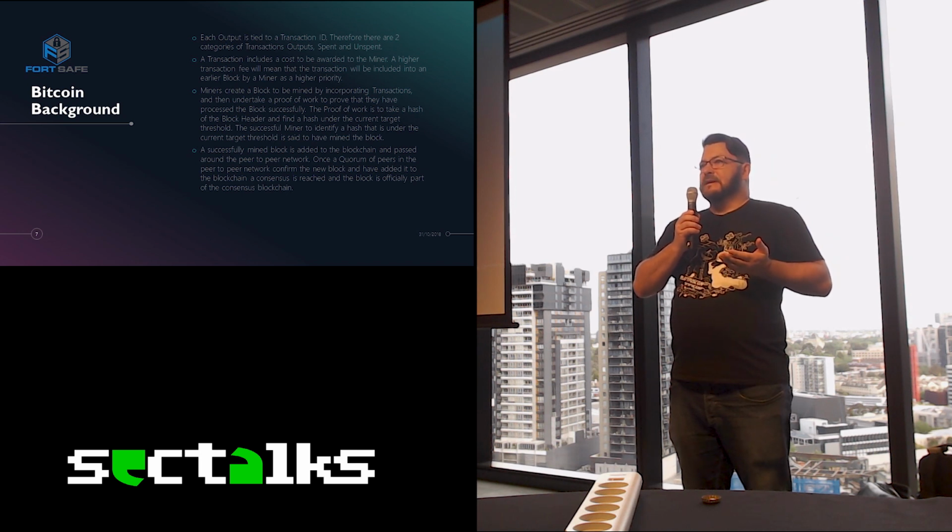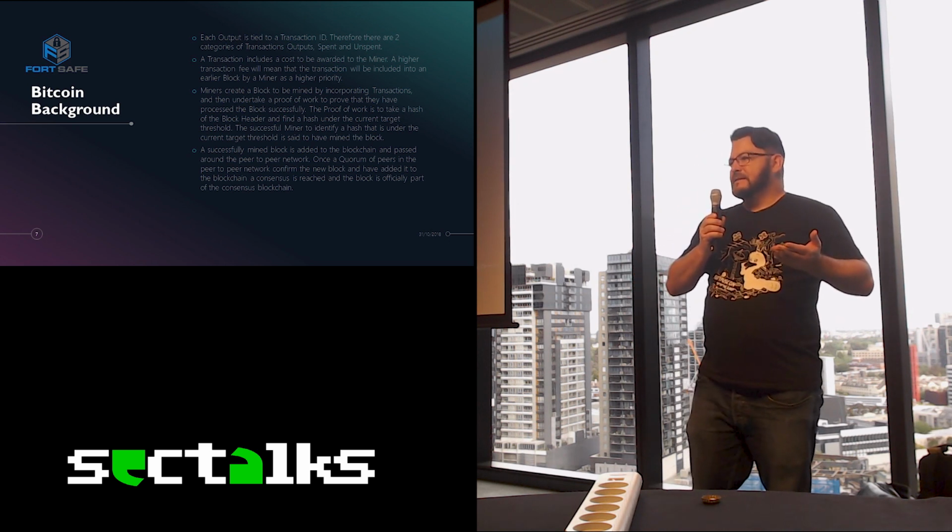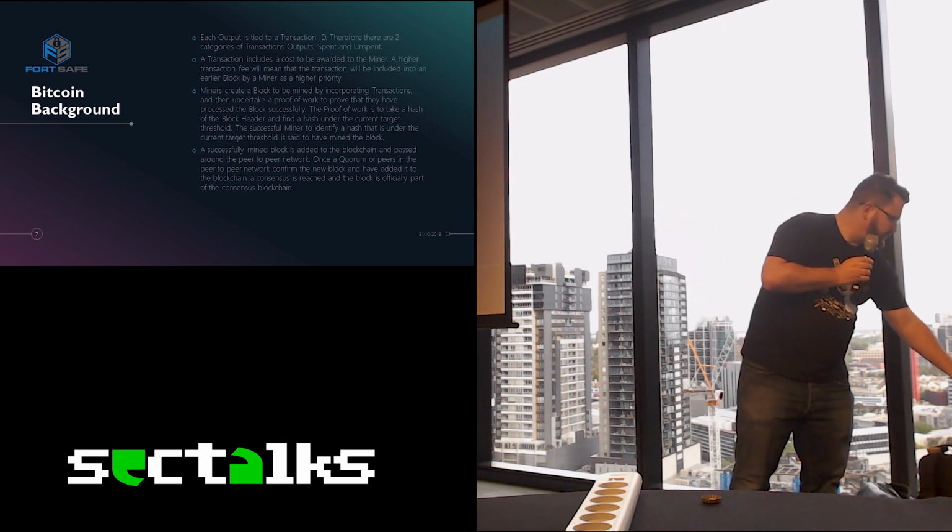So a successful mined block is added to the blockchain and passed around the peer-to-peer network. And once a quorum appears in the peer-to-peer network, they confirm the new block and have added it to the blockchain. Consensus is reached, and the block is officially part of the consensus blockchain.